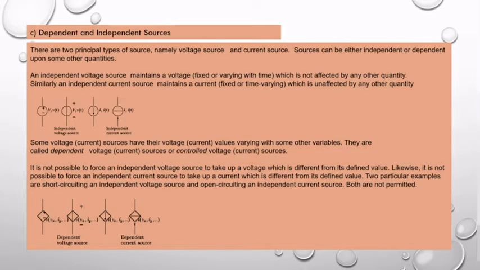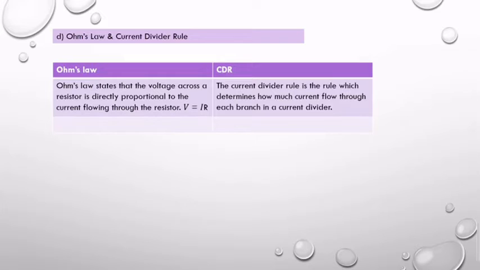The next slide is Ohm's law and current divider law. As we all know, Ohm's law is V equals IR. Ohm's law states that voltage across a resistor is directly proportional to the current flowing through the resistor. Meanwhile, the current divider rule states how much of the current flows through each branch in a current divider.